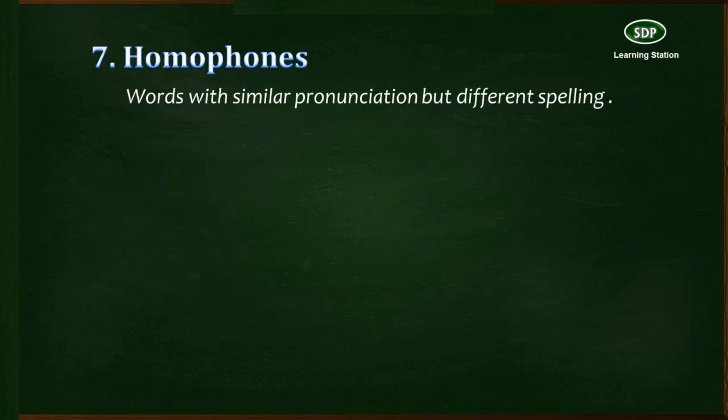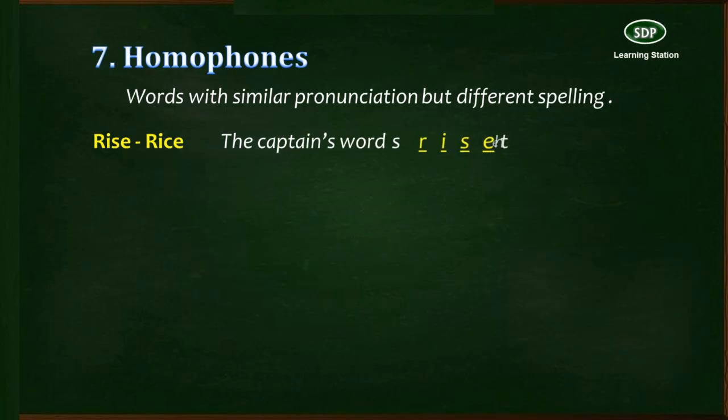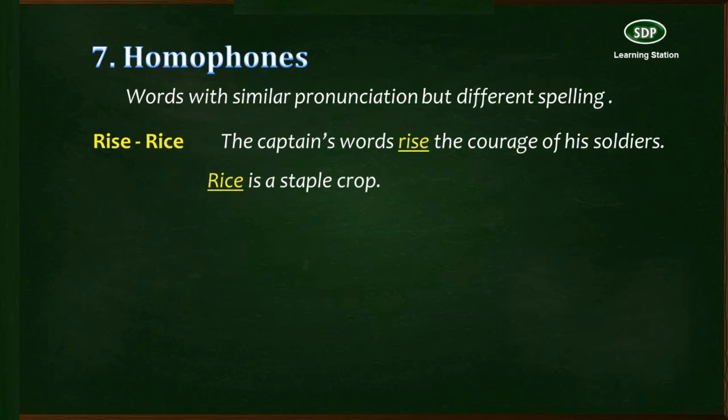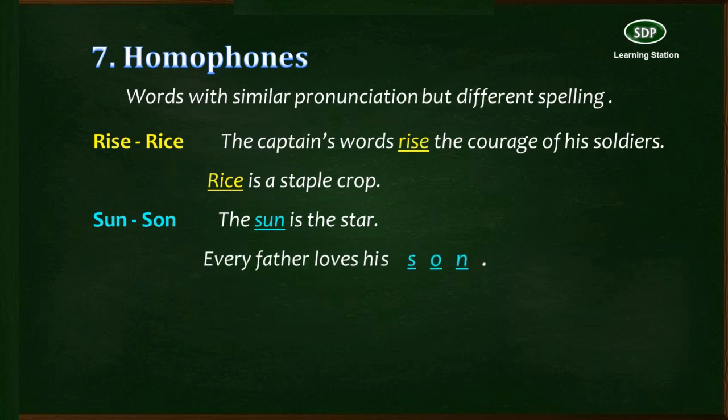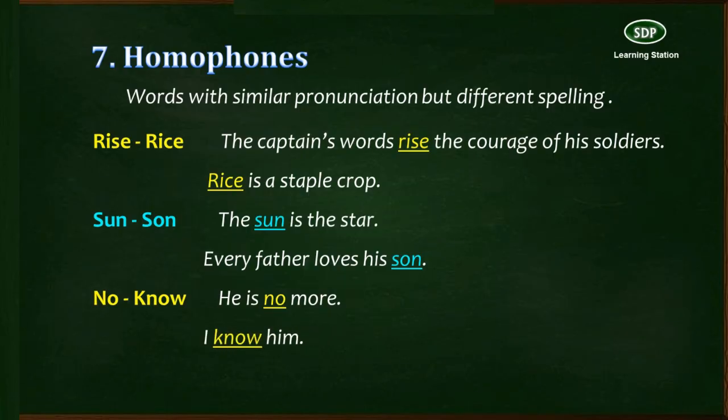Homophones. Words with similar pronunciation but different spellings are called homophones. For example, rise, rice. The captain's words rise the courage of his soldiers. Rice is a staple crop. Sun, son. The sun is the star. Every father loves his son. No, know. He is no more. I know him.